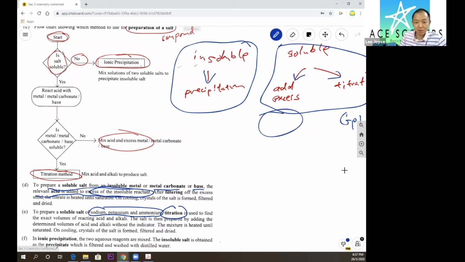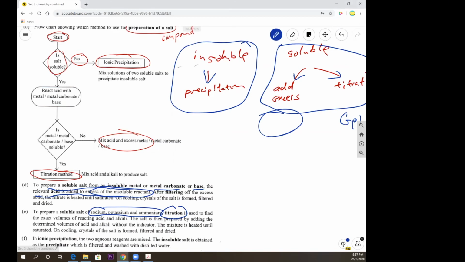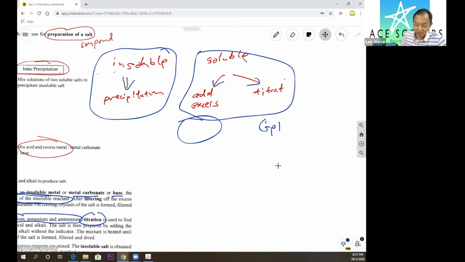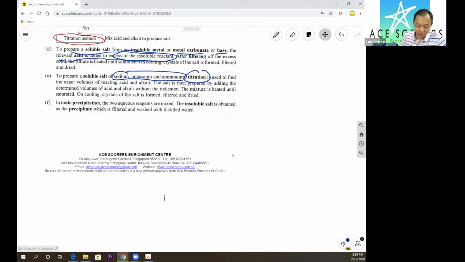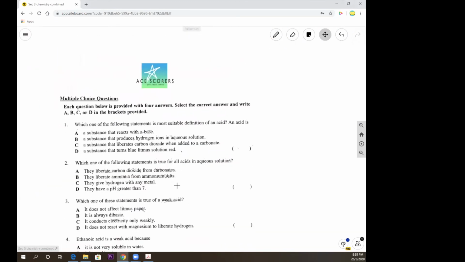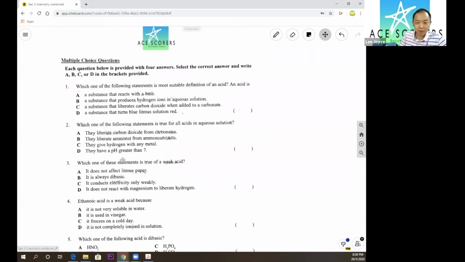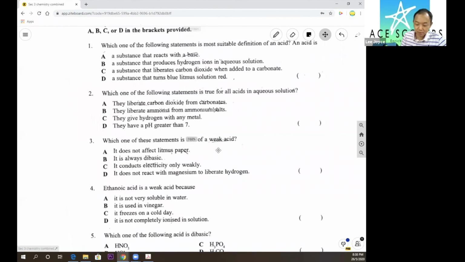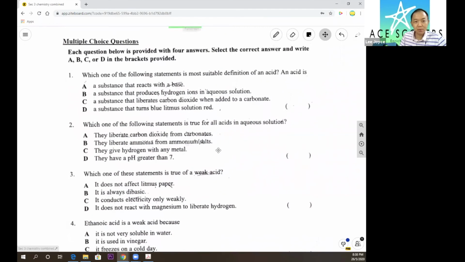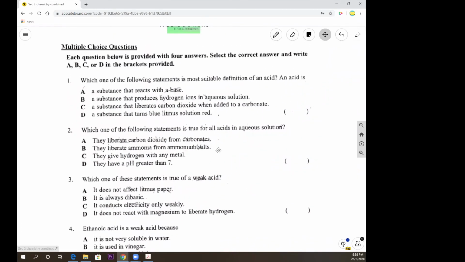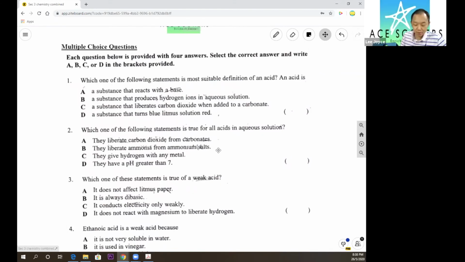Why do you want to remote control my screen? Okay, all right. So let's try some MCQ. Let's take a look here. Be careful what you wish for. One day you may be able to remote control.